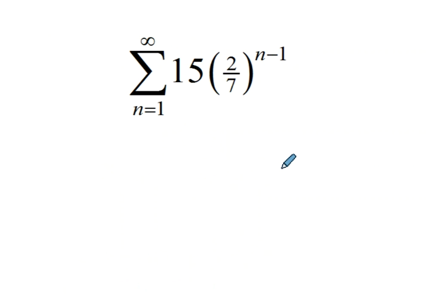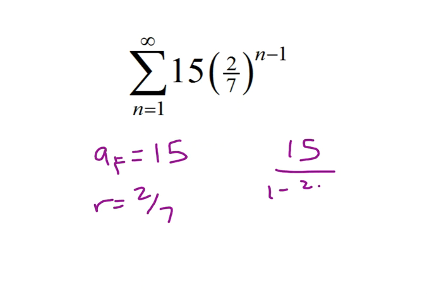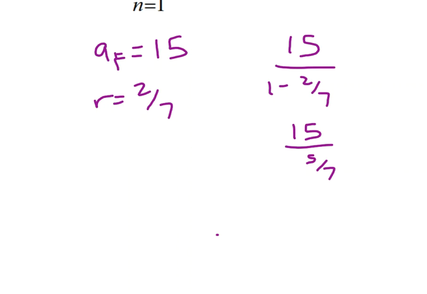All right, so pause the video and try this problem. So my first term is 15. I have a common ratio of 2/7. 15 over 1 minus 2/7. 15 over 5/7, which comes out as 21.